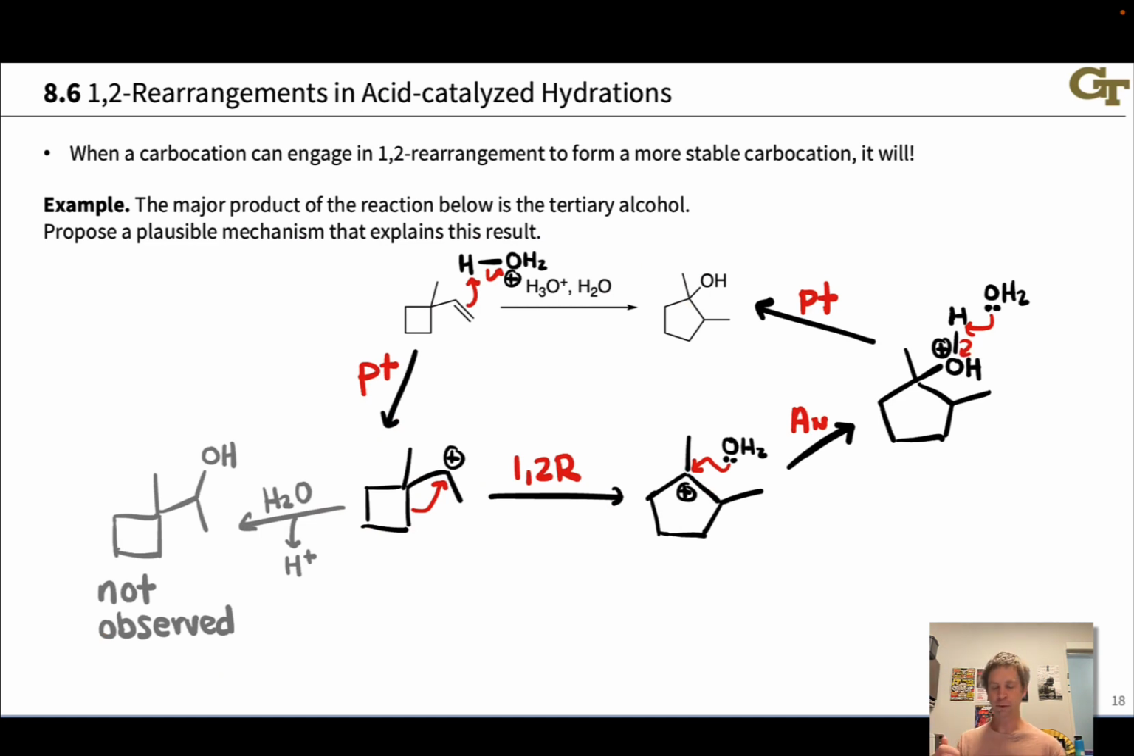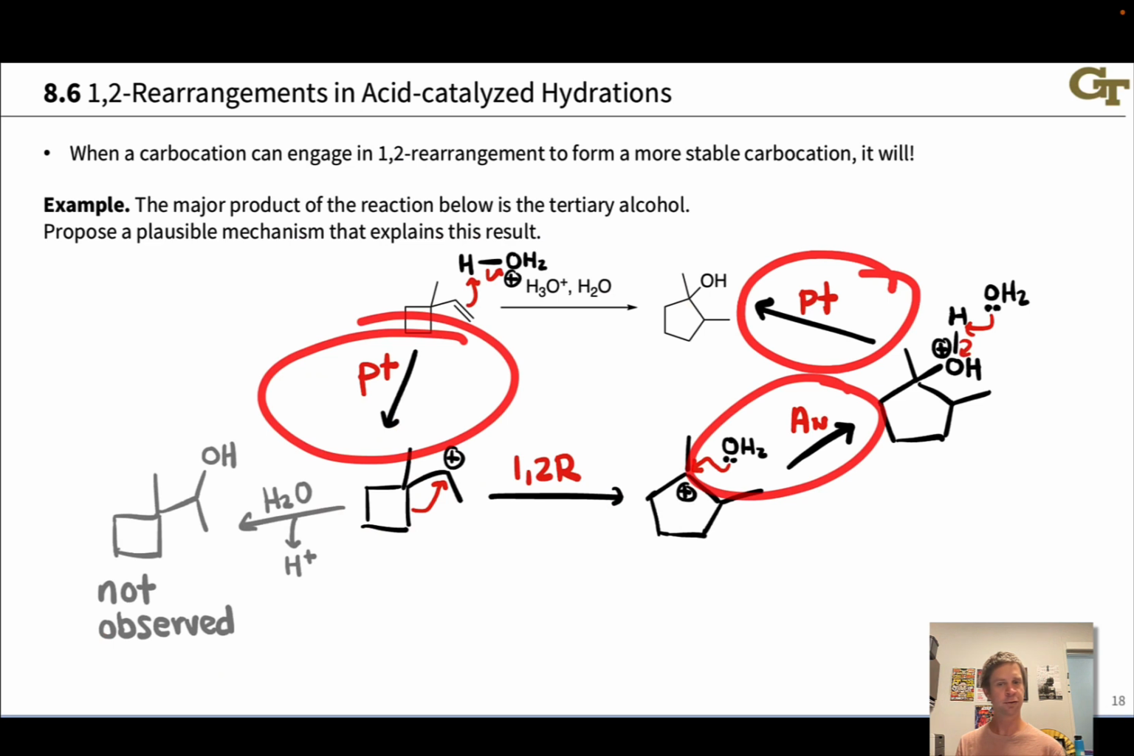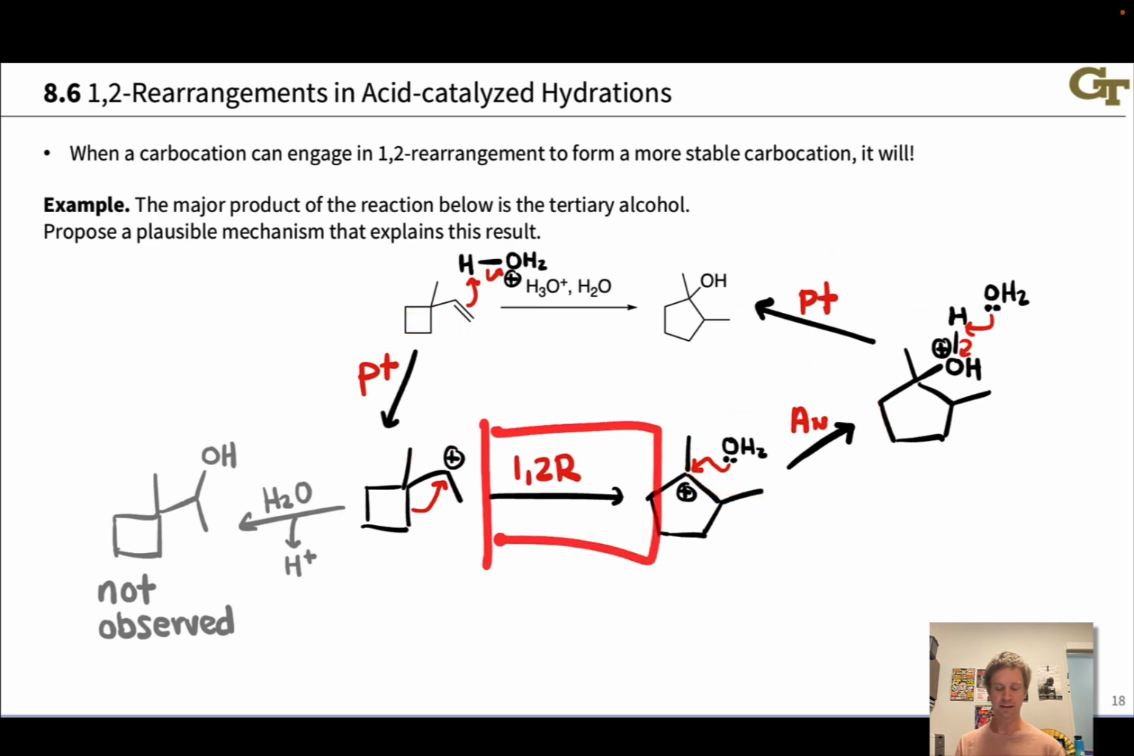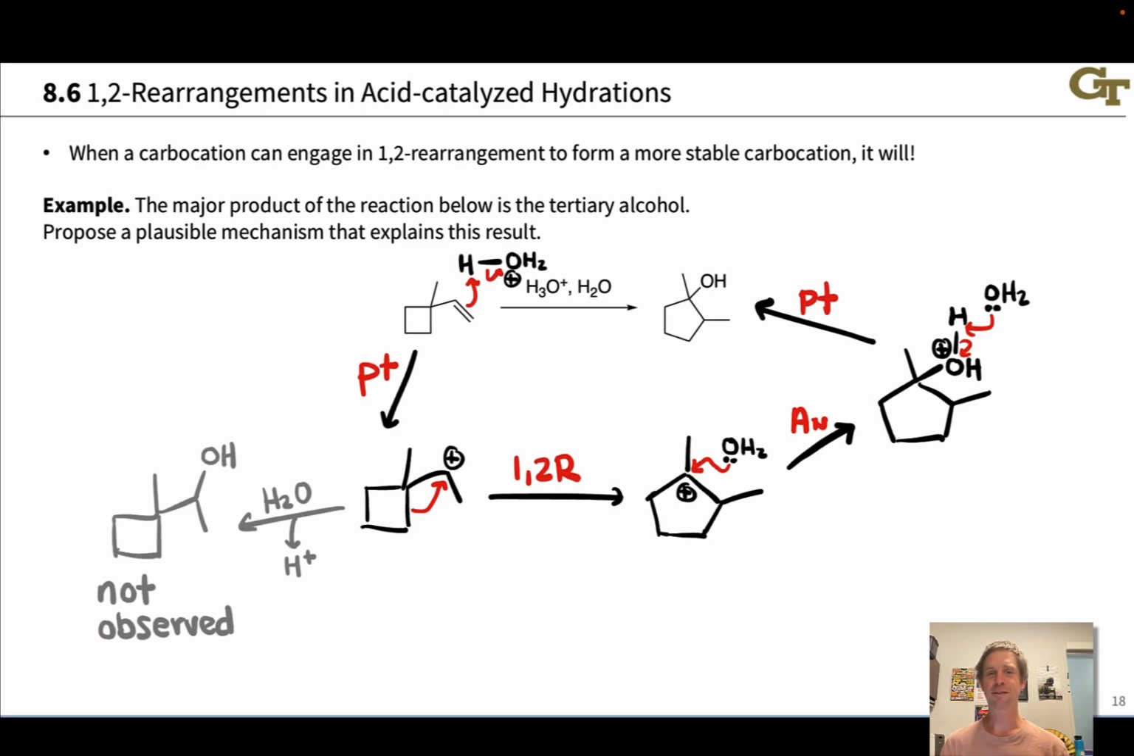So overall, it's the standard mechanism for acid-catalyzed hydration, proton transfer, nucleophilic attack, and proton transfer, but with a 1,2 rearrangement sneaking in the middle here, going from a secondary to a tertiary carbocation. And remember our adage so far in the course that when a carbocation can engage in 1,2 rearrangement to form a more stable carbocation, it will do so. Carbocation rearrangements can be very inconvenient and annoying.